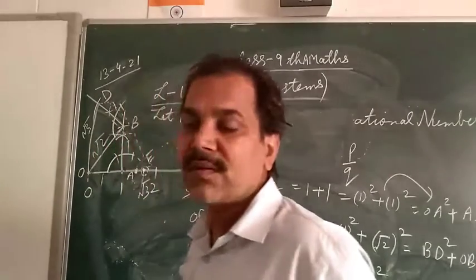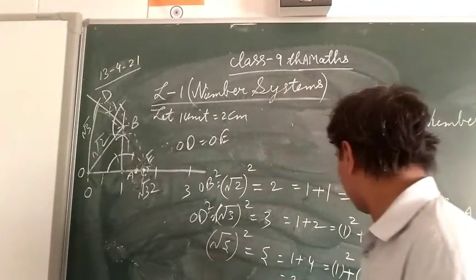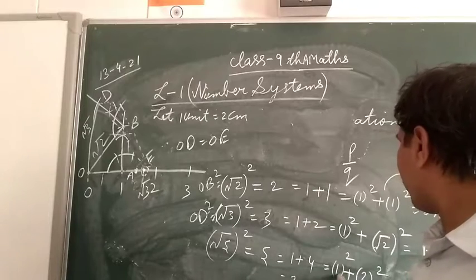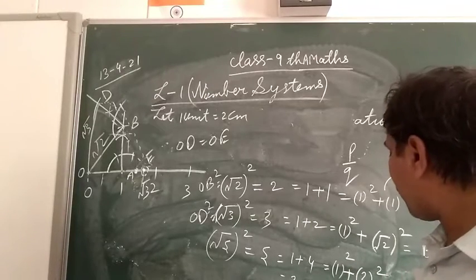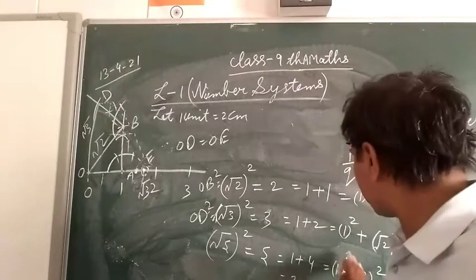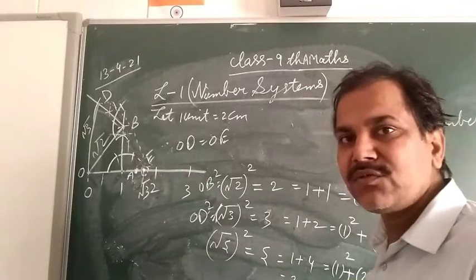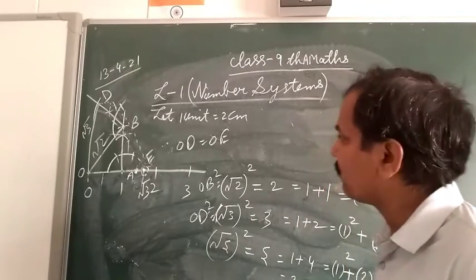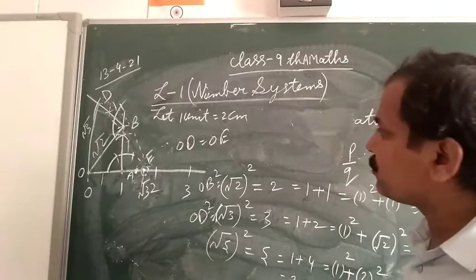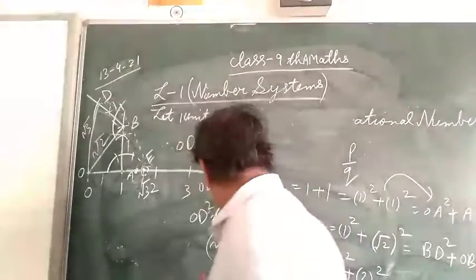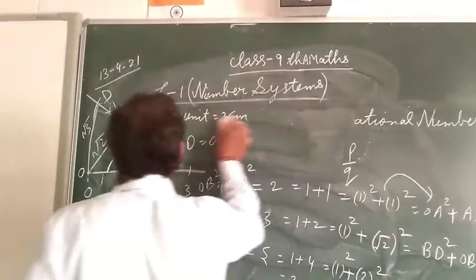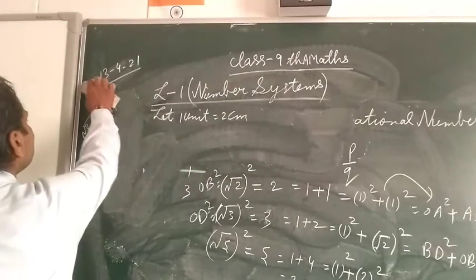Clear? Like this, under root 5: 1 square plus 2 square. Or by this also you can do. But 1 square plus 2 square will be easier than this. But if you know both, you can do it.